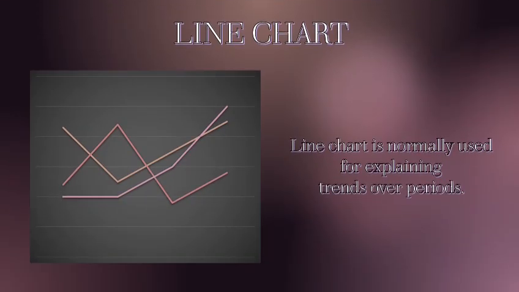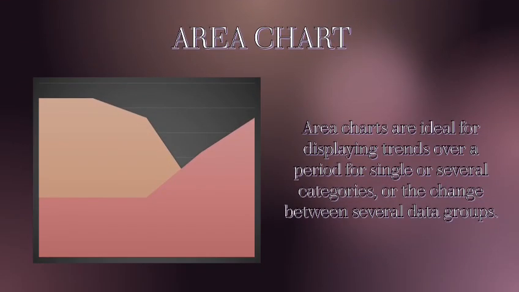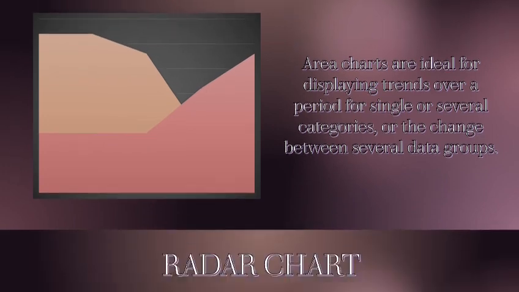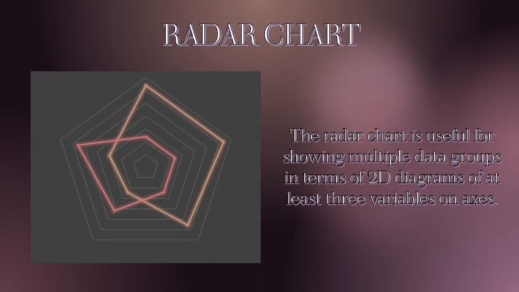A line chart is normally used for explaining trends over periods. Area charts are ideal for displaying trends over a period for single or several categories, or the change between several data groups. The radar chart is useful for showing multiple data groups in terms of 2D diagrams of at least 3 variables on axes.